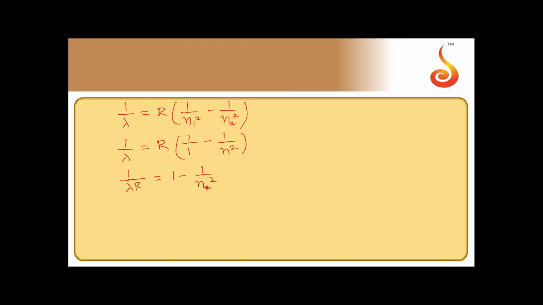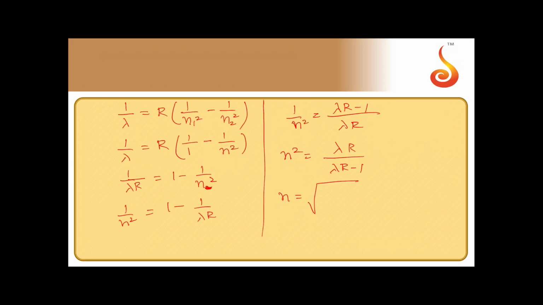So solve for n square, so simply n. So 1 by n square is equal to 1 minus 1 by lambda R. If I take it as LCM, it will be lambda R minus 1 divided by lambda R. So n square is equal to lambda R divided by lambda R minus 1. n is equal to square root of lambda R divided by lambda R minus 1. That is option A.